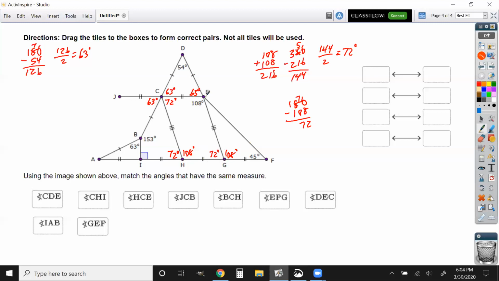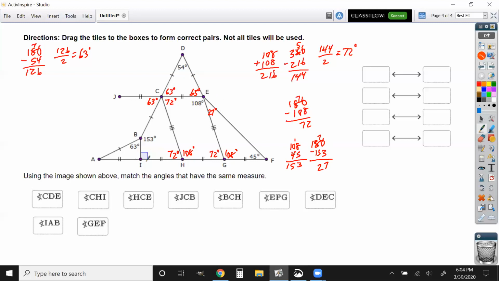Let's see, in here I have a triangle. The degrees of a triangle always add up to 180. So if I add these two and subtract from 180, I'll get an answer there. So let's see, 108 plus 45 is 153. 180 minus 153 is 27. This is a 27 degree angle.